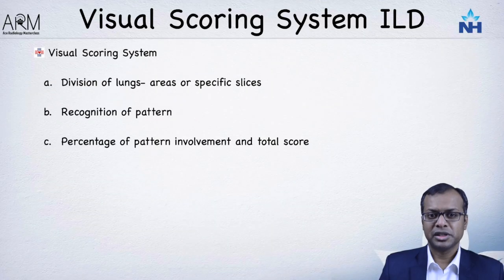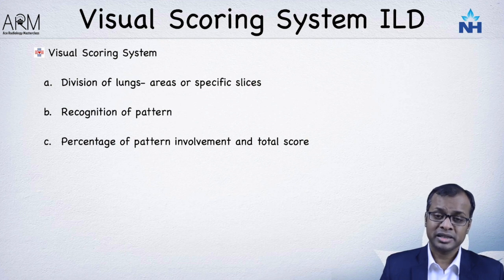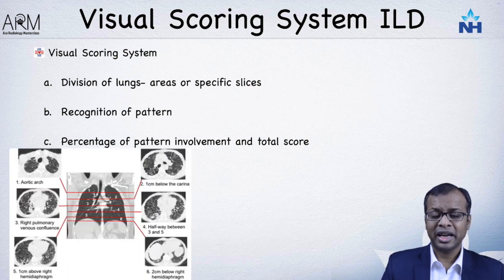When it comes to the visual scoring systems, the lungs get divided into various slices or various sections depending on which system you follow. Then we have to recognize the specific pattern of ILD that we are seeing, and then the percentage of pattern involvement in the lung is calculated. This can get very confusing, so I have done this. I am showing you one very easy pattern whereby you take six slices. You're not worried about the other images. You are just taking six slices of the lung.